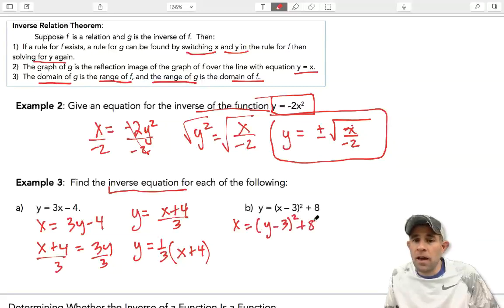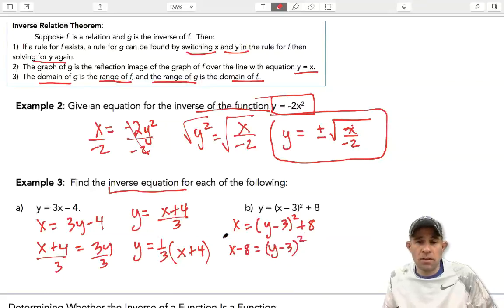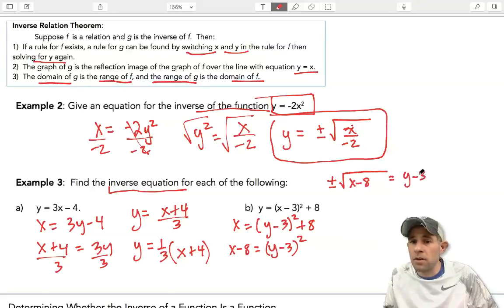And we'll start by subtracting our 8 over to the other side. So we have x minus 8 is equal to y minus 3 quantity squared. To undo the square, we need to take the square root of both sides. When we do that, we're going to allow for both the positive and negative square root of x minus 8 is equal to y minus 3. And our final step is to add that 3 over.